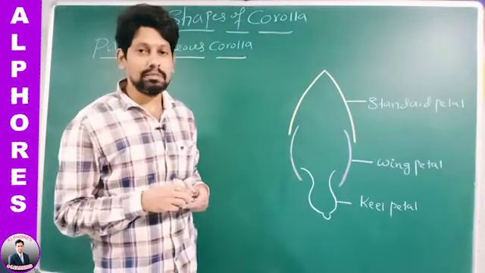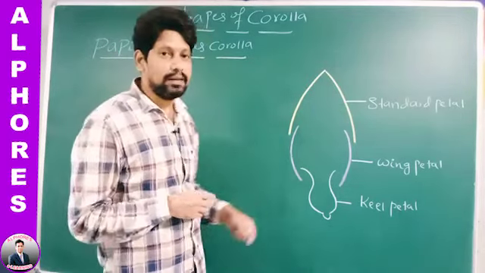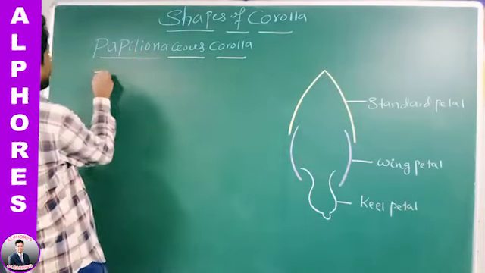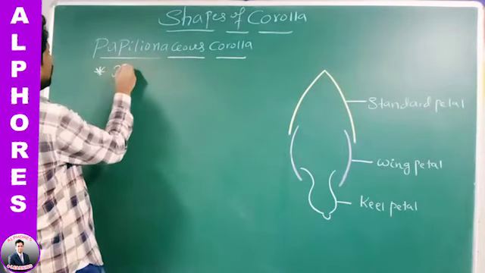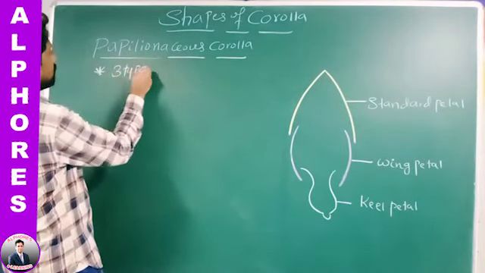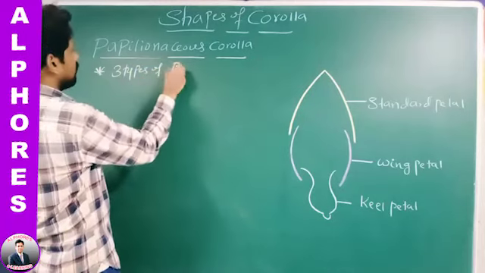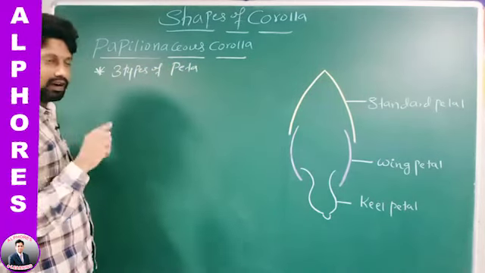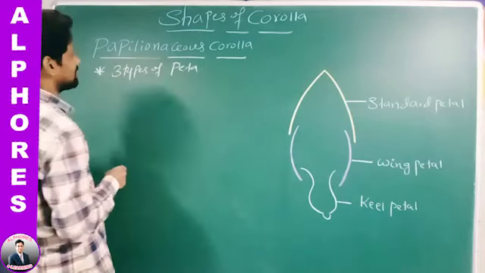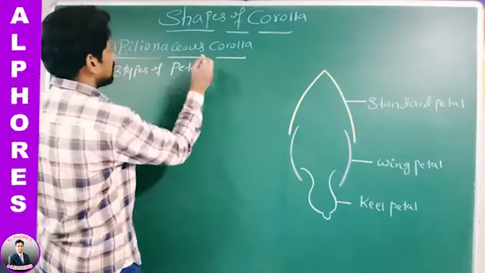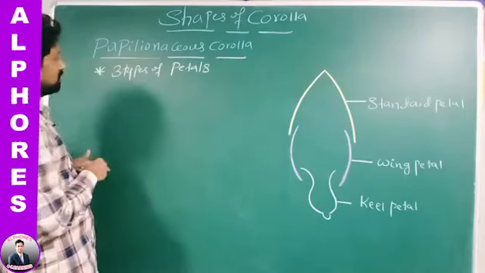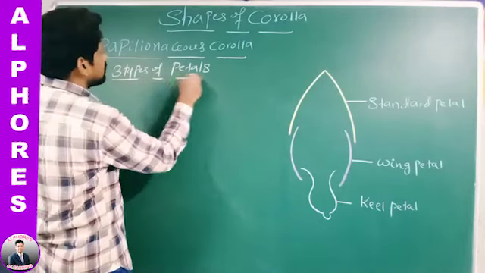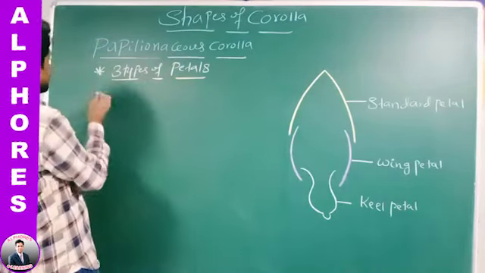Therefore, how many types of petals are present, sir? 3 types of petals. Therefore, in papilionaceous corolla, write 3 types of petals. Sir, just now you told 5, no? Number of petals is 5. Types of petals are 3.